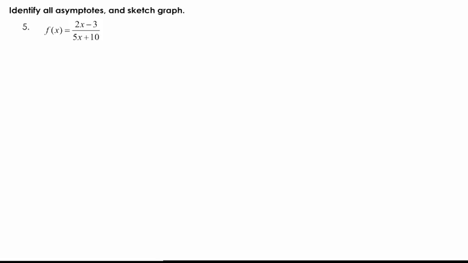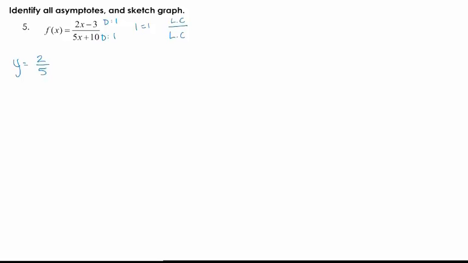To determine our asymptotes, we're going to look at the degrees of the numerator and the denominator. As we can see, the degree of the numerator is 1 and the degree of the denominator is 1. Since they are equal, we take the leading coefficient of the numerator and divide it by the leading coefficient of the denominator. So our asymptote is going to be a horizontal asymptote at 2/5.